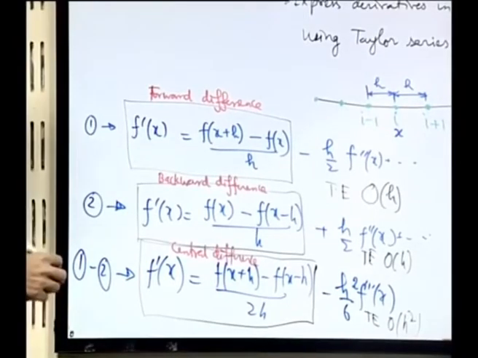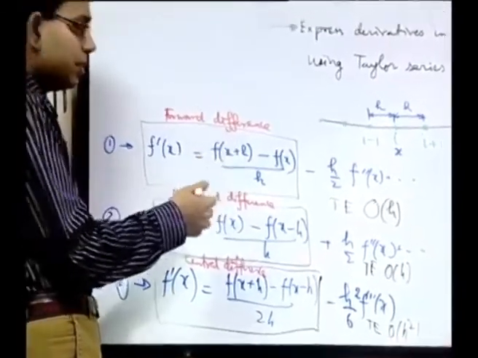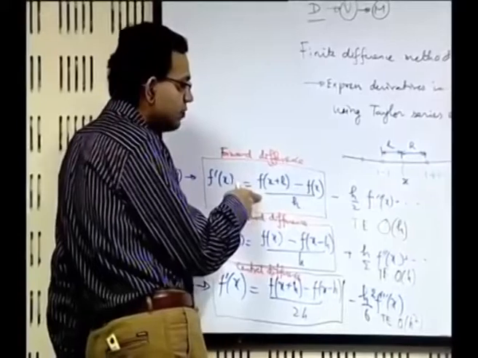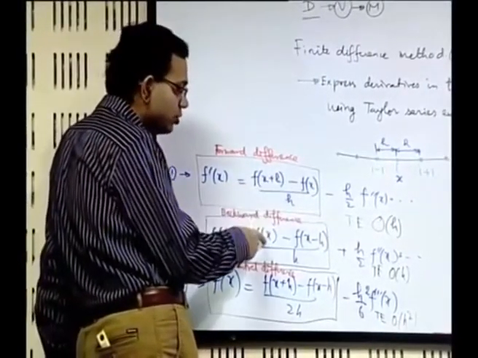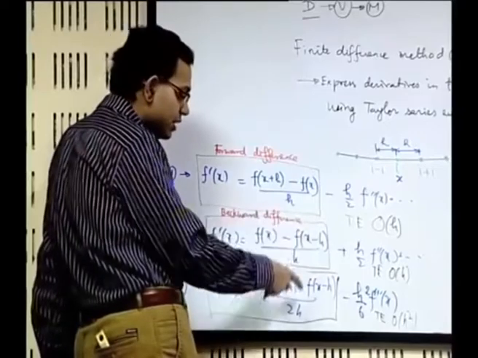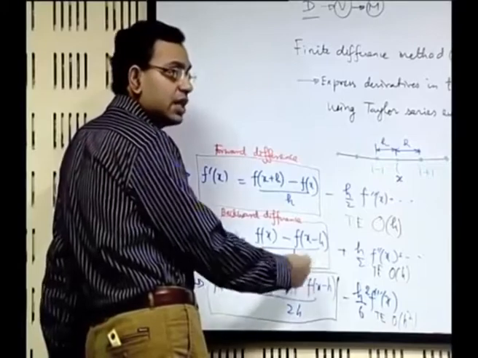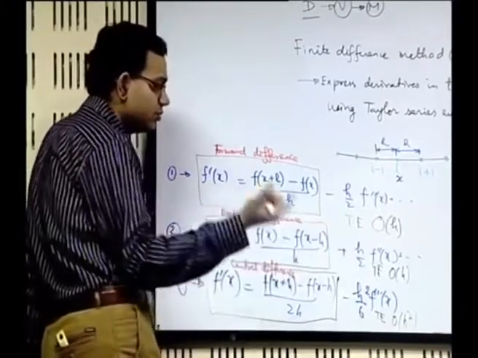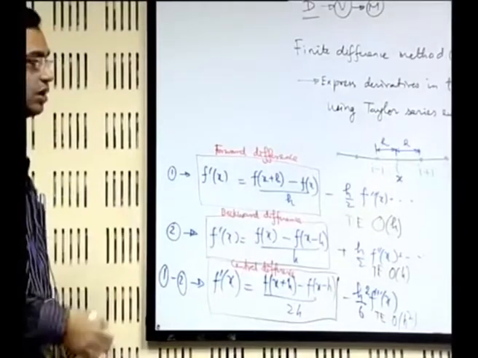So, these names are quite clear. Why do such names appear? Forward difference, as if you are going forward from x to x plus h; backward, as if you are going backward from x to x minus h; and central means x is central to x plus h and x minus h, it is the midway. So, the names match the corresponding implications.